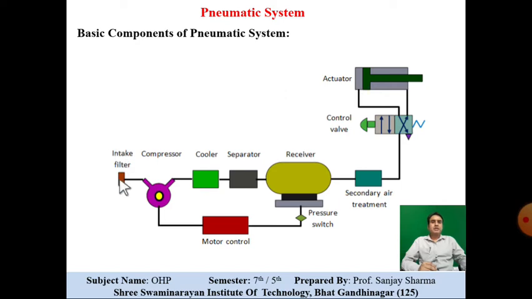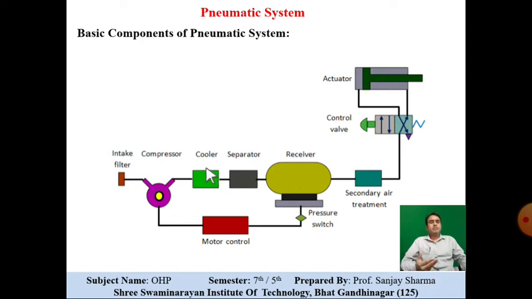This is the intake filter through which the air is sucked in. This is the compressor. The compressor is driven with the help of a motor or some prime mover. So the prime mover drives the compressor. This compressor pressurizes the air, and that pressurized air is first intercooled.